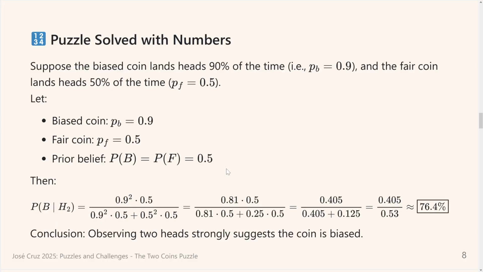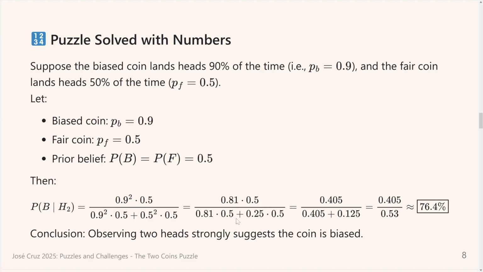So if you do the math here, suppose the biased coin lands heads 90% of the time. You throw several times and you gather this knowledge, and the fair coin lands heads 50% of the time, which is what we expect. Of course you need evidence about it. You have to throw several times and see, okay, now I have a kind of trend here, a value that I can use. So let the biased coin probability of heads be this one, and the fair coin is expected to be 0.5.